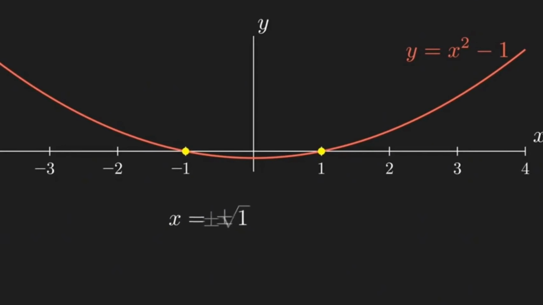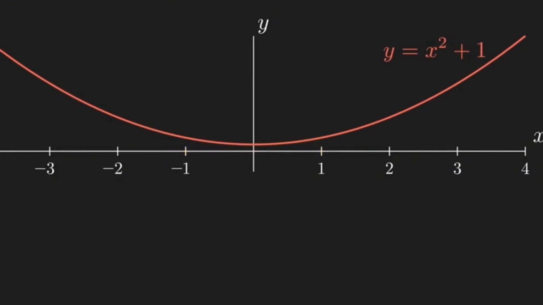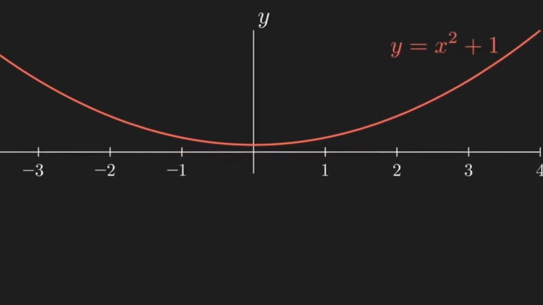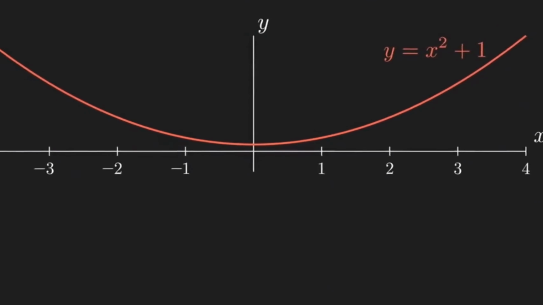x squared plus 1 is equal to y. This equation seems to have no roots. It will never touch the x axis. This is a substitute: the square root of x is equal to negative 1. This is not a real number.